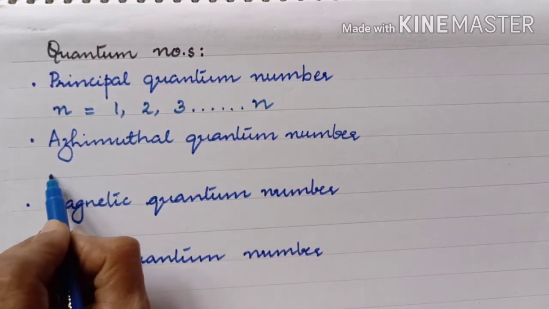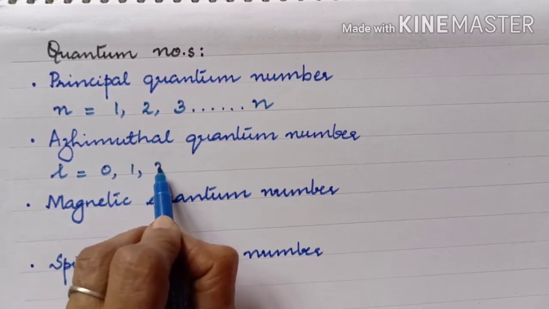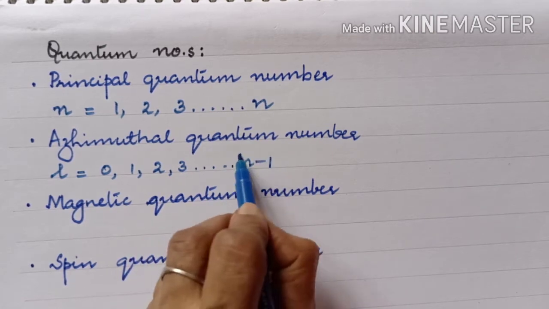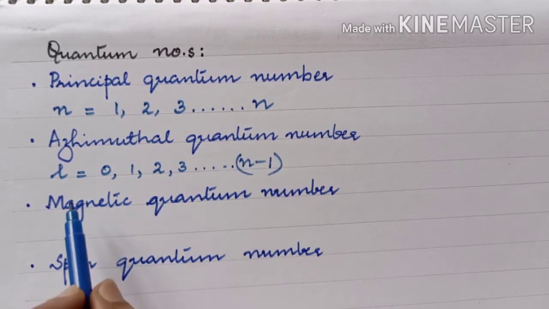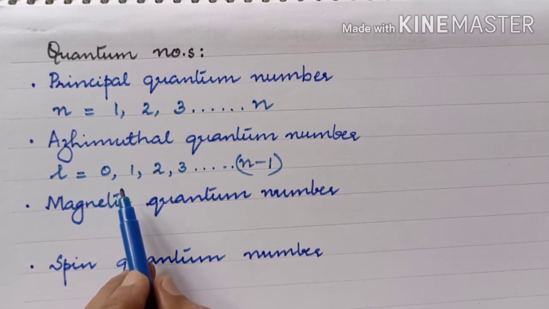Whereas azimuthal quantum number, which is denoted by the letter L, can have values starting from 0, 1, 2, 3, etc. up to n minus 1. A total of n values are there, and you find that this helps in identifying the shape of the orbitals.